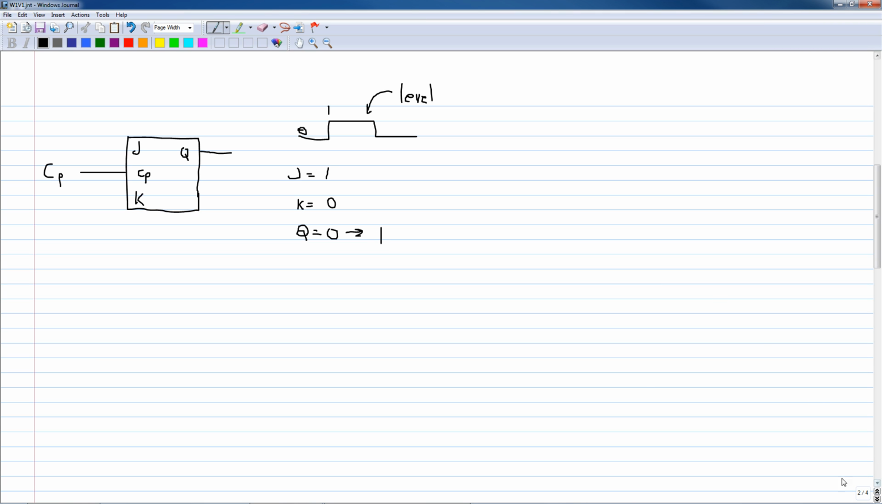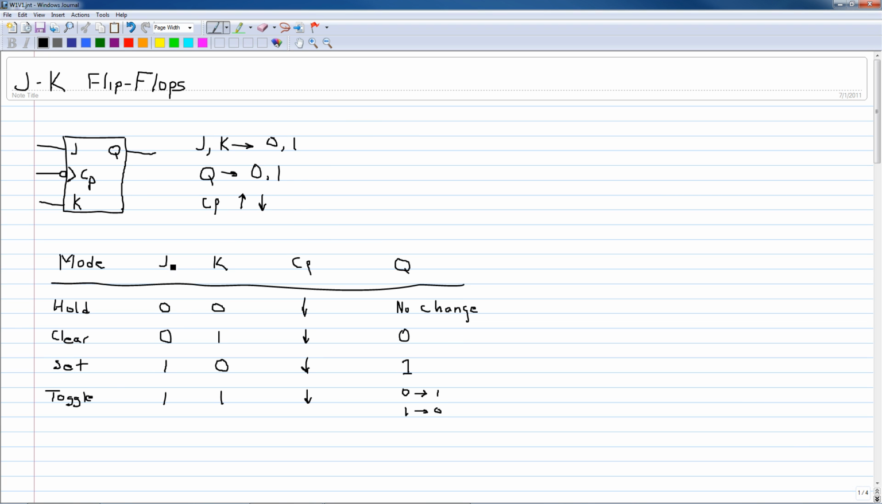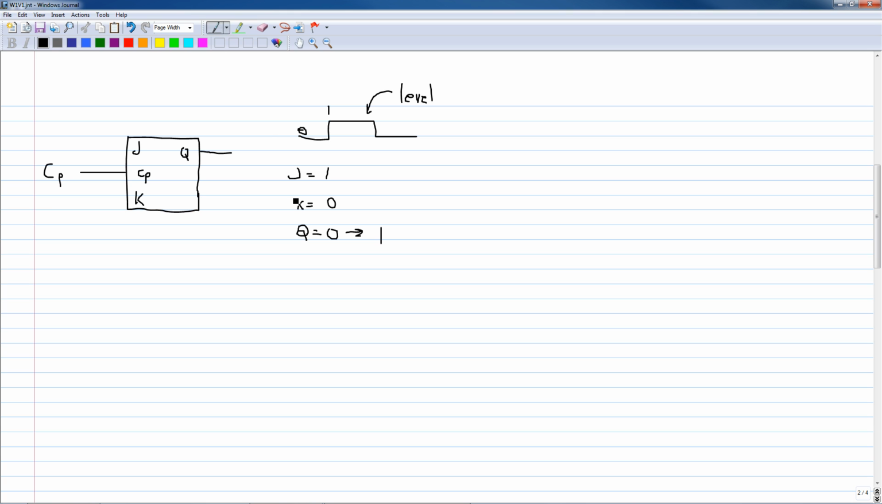Because taking you back just briefly here, now look, J is 1, K is 0. So if you look at a table here, when J is 1 and K is 0, then this is a set state, and the Q output goes to a 1. Okay? Alright, so back to our example. Then that means that if Q was originally 0, then it's going to go to a 1. So the concept here is that this is a flip-flop with a level activated clock. Okay?